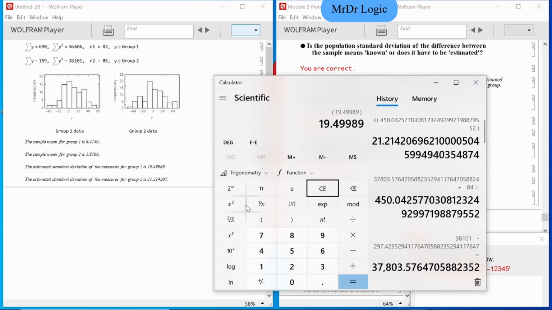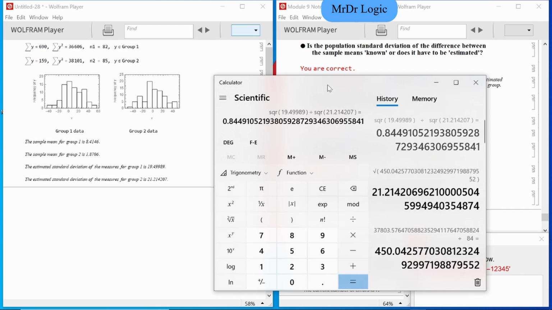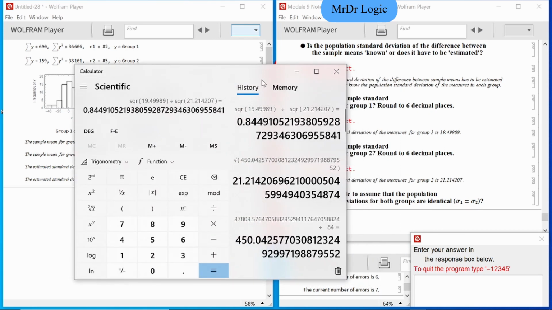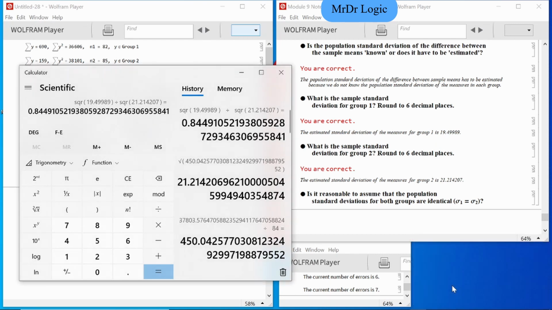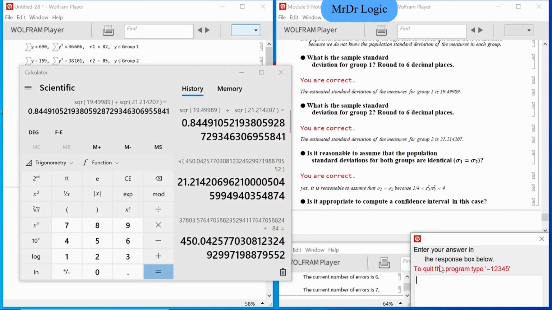So, 14.49989 squared divided by bracket 21.214270 bracket squared equals, well, it fits within that range, so it's a yes, because this is in between that range, greater than 0.25 and less than 4. So, yes. Standard deviations are within reason.